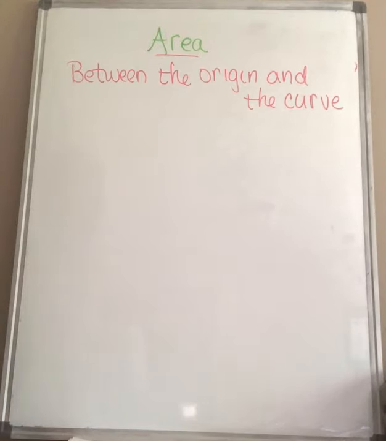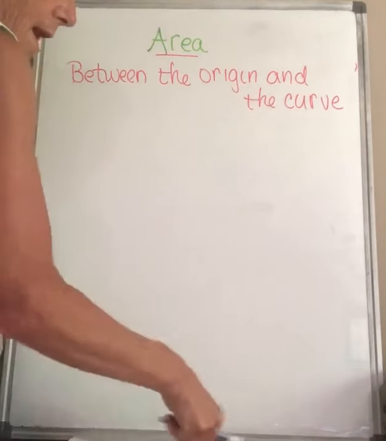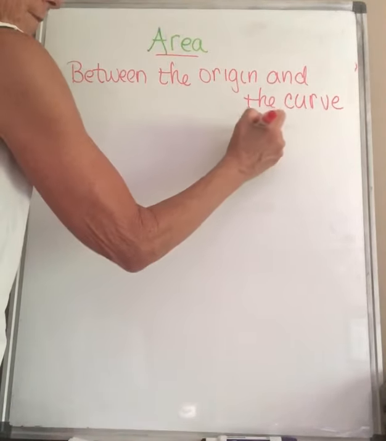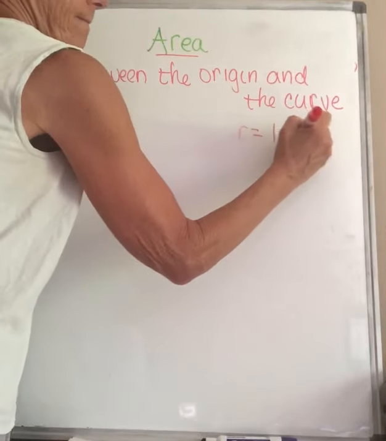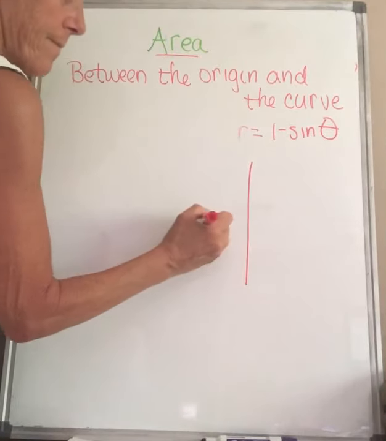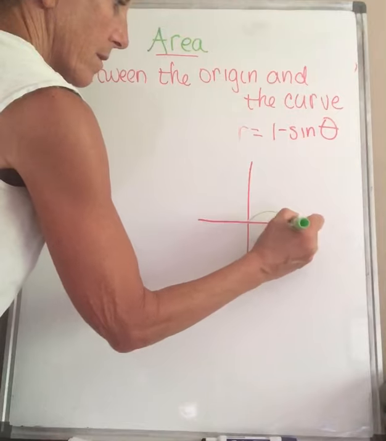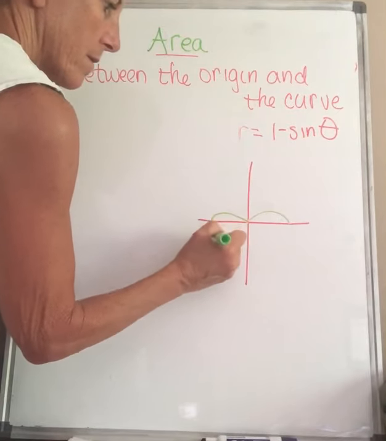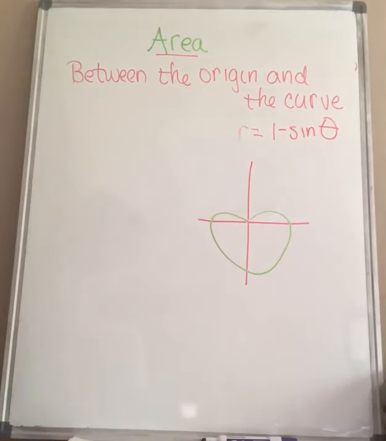So let's go back to the graph that we had before. We had r is equal to 1 minus sine theta. And I'm going to try to draw it one more time. And it looks something like this. Probably nicer, but something like that.